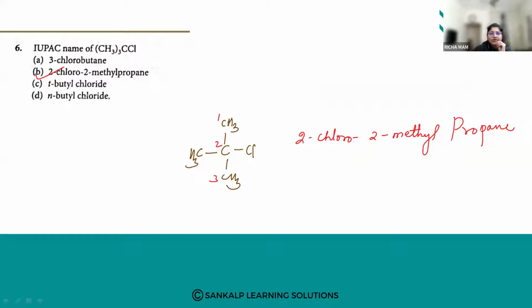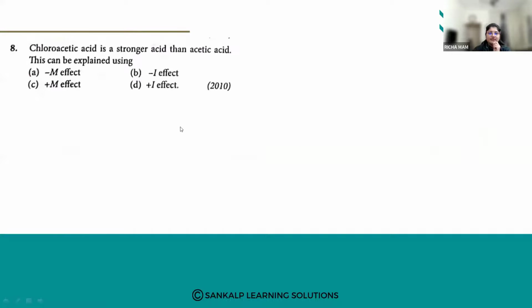Let us go for the next one. Understood this? How to give the IUPAC name? First select the longest chain, then see the substituents. The substituents follow alphabetical order, so chloro will come first, then methyl. Then you see the number of carbon atoms is 3, so prop, and there is saturation, so it is ane. So option number B is the correct answer. Next question.